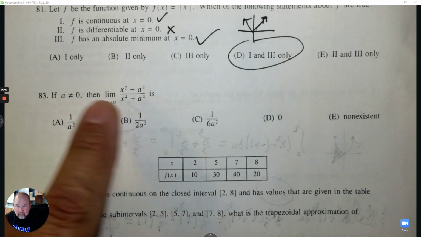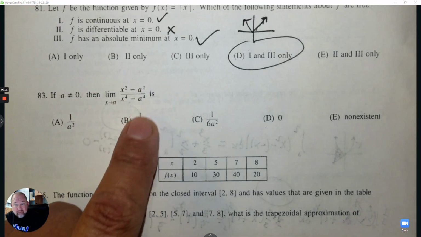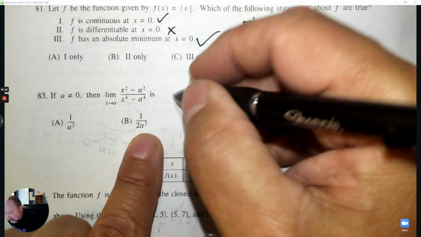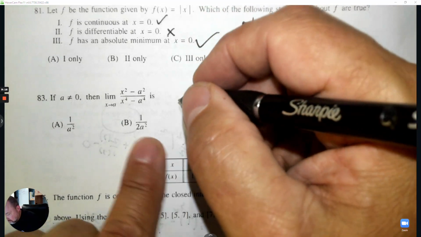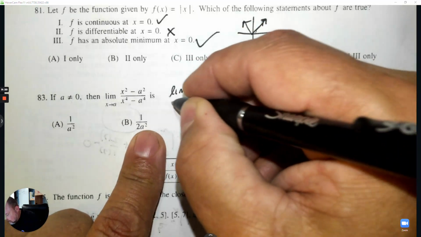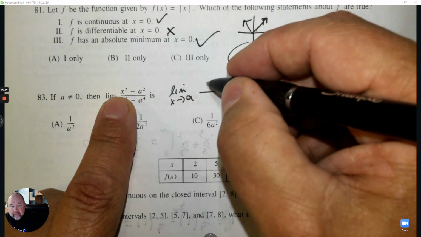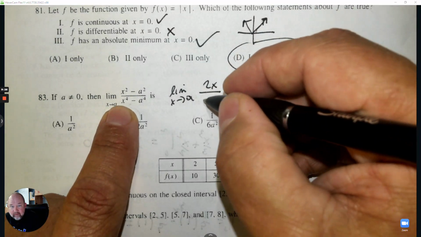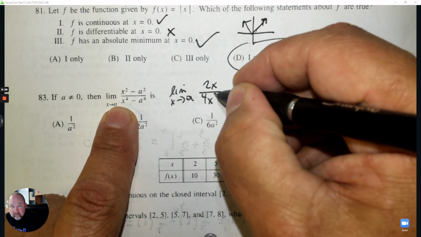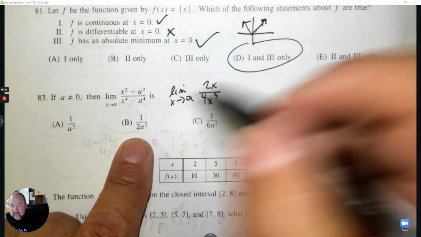A can't equal 0. You're evaluating a limit. If I plug in A right now, it's 0 over 0, which is indeterminate. I could do L'Hopital's rule. So if you did L'Hopital's rule, the derivative of x squared, the derivative of 4x, and then a is some number.